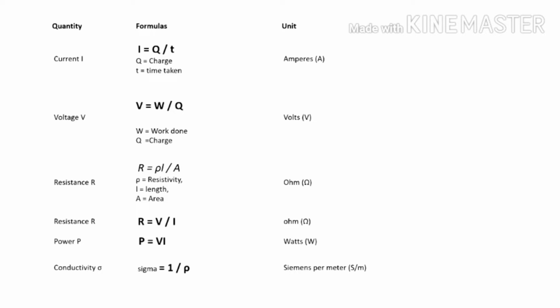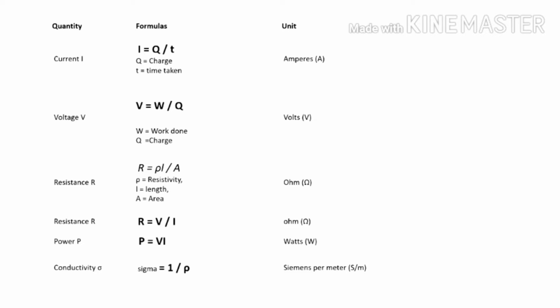At first, electric current. Definition of electric current: simply, electric current is the rate of flow of electric charge, or I equals Q by t, electric charge by time. Here time is in seconds. Coulomb per second is called the ampere.